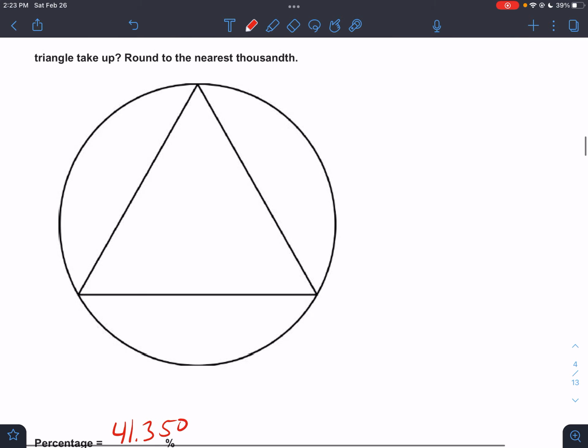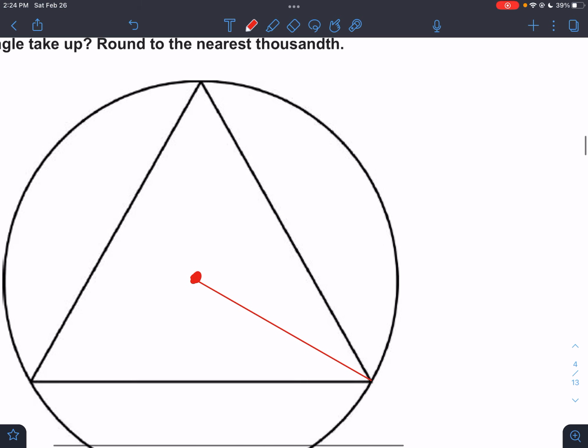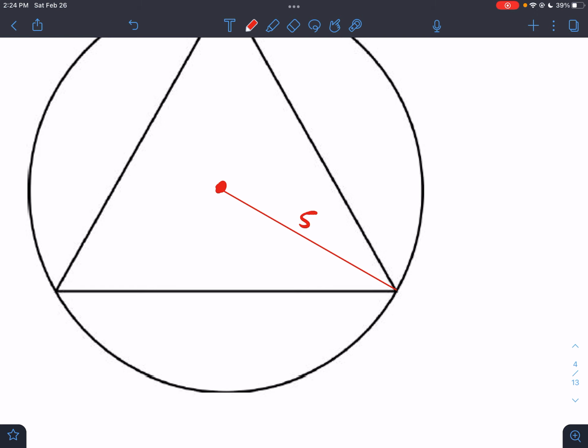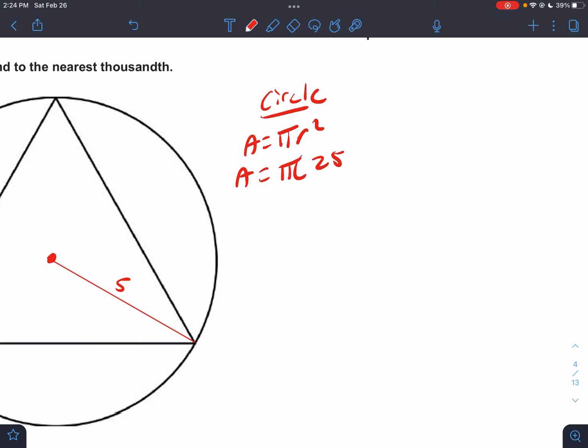Next question. Drawing the best radius, the most helpful radius, is a big deal. If I were to draw this radius, really helpful. If I were to draw this radius, not so helpful. They're the same length, but one of them goes to the corner of the triangle. So if the radius is 5 for the circle, well, let's get the area of the circle real quick. The area of the circle is pi r squared. So the area is going to be pi times 25. So the area is going to be 25 pi.